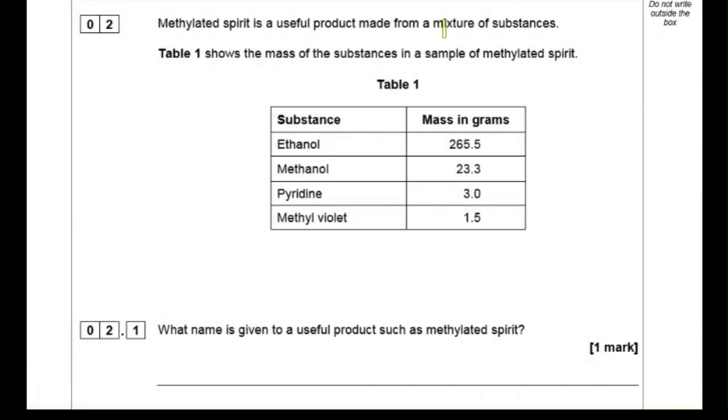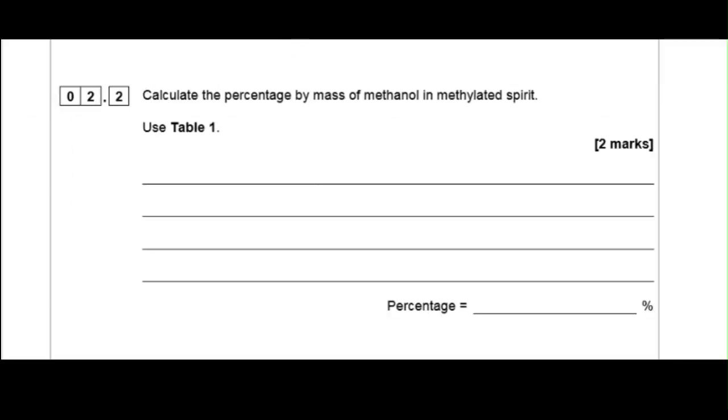Question 2. Methylated spirit is a useful product made from a mixture of substances. Table 1 there. Well, we'll look at table 1 in a minute. Question 2.1 is asking us what name is given to a useful product such as methylated spirit. And we should know this for 1 mark. It's a formulation. Formulation for 1 mark.